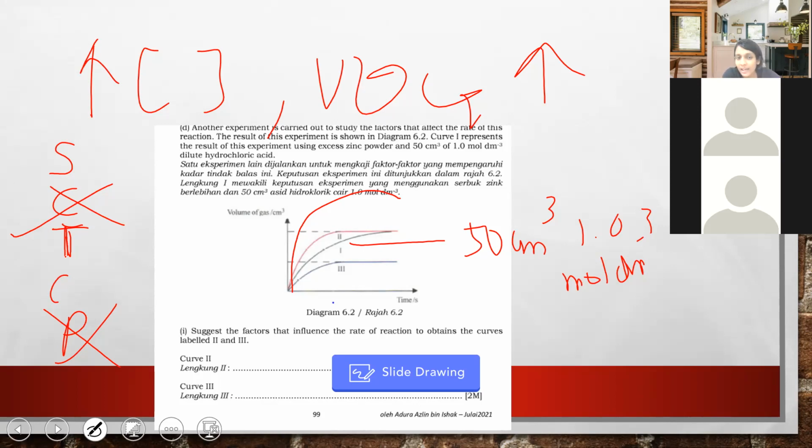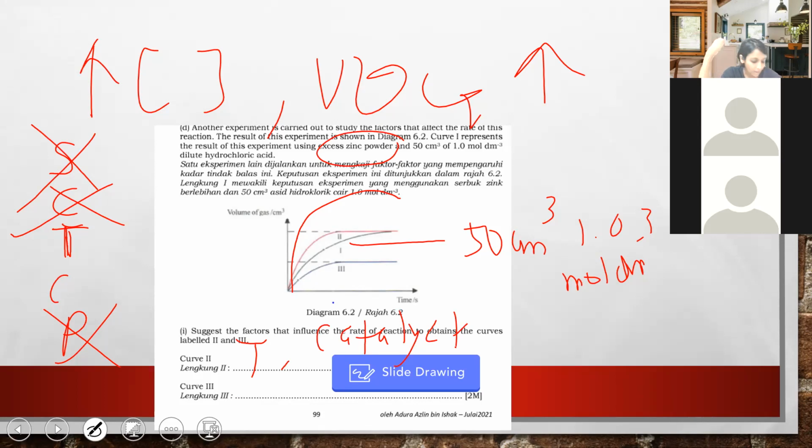And then you cannot say size also. Size cannot. Why size cannot? They're using zinc powder. Already zinc powder, how do you want to break it down some more? Size also cannot. What are 2 more things that can? Temperature, catalyst. Very good. I can put in temperature. I can put in catalyst. This is how you analyze.